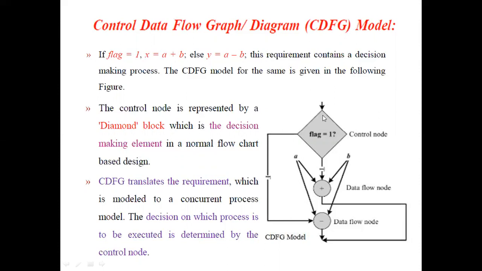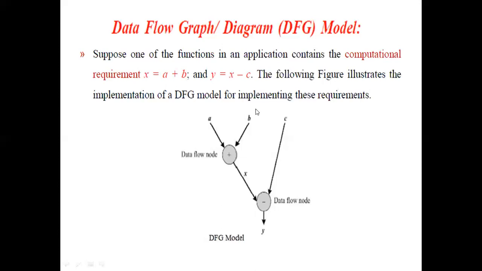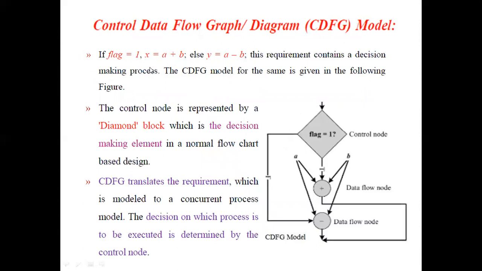This is the condition which has been added in the control data flow graph, whereas there are no conditions in the data flow graph. The condition is given as if flag equals 1, and conditions are represented using a diamond block. We need to determine whether it is true or false. If the condition flag equals 1 is satisfied, then it is true.